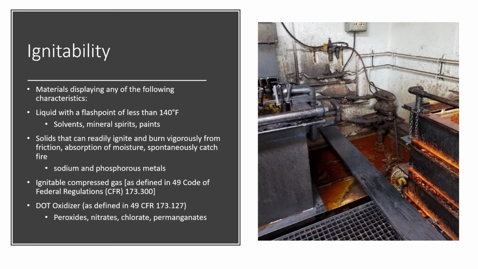The next characteristic is ignitability. It is any material with the following characteristics. It can be a liquid with a flash point of less than 140 degrees Fahrenheit. Some examples include some solvents, mineral spirits, as well as paint. Solids that can readily ignite and burn vigorously from friction, absorption of moisture, or even spontaneous combustion. An example of that would be sodium and phosphorus metals.